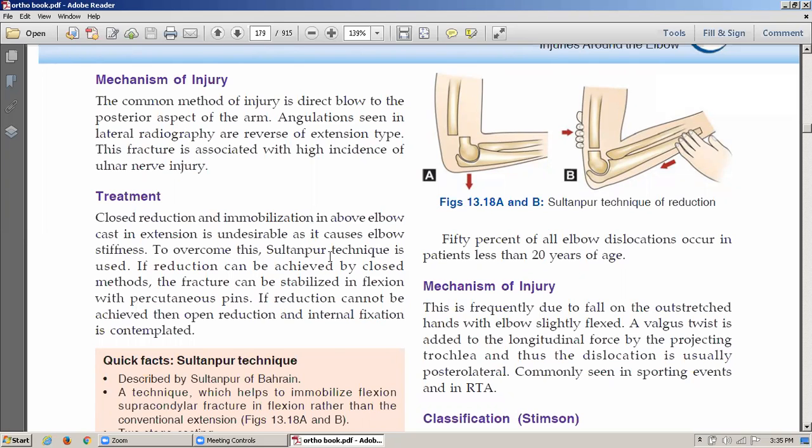If reduction can be achieved by closed method, the fracture can be stabilized in flexion with percutaneous pins, and if reduction cannot be achieved, then open reduction and internal fixation is contemplated. So this is the Sultanpur technique of reduction.